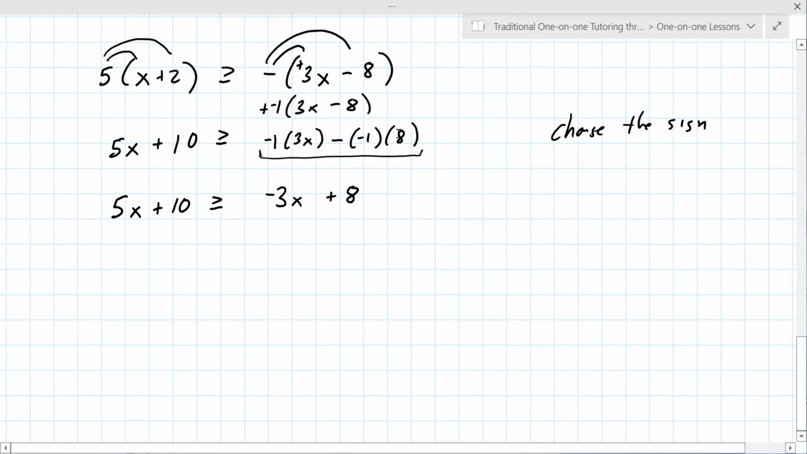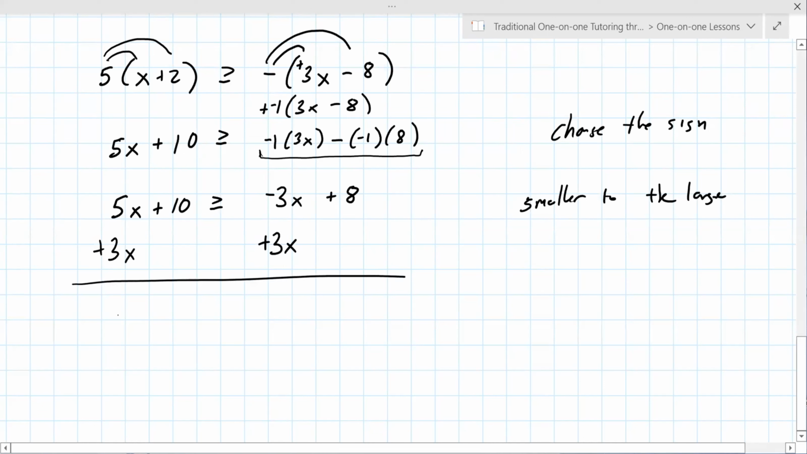Okay, so from here, you have to decide whether you're going to move the minus 3x over to the other side or move the 5x over to the other side. And if you recall, I said it's best to move the smaller to the larger. Which is smaller, positive 5x or negative 3x? Negative 3x. Yeah, and it's because it's negative. Like if this was negative 13x, we would still consider it to be smaller. So how do you undo subtraction? You would add positive 3 to it. Yeah, perfect. So that's 8x plus 10 greater than or equal to 8.